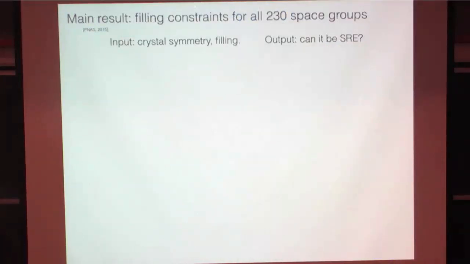Okay, so first I'm just going to state what the result of the filling constraint is, and it's going to be a big table, so you shouldn't try and memorize it. But the way I phrase it is the input is the crystal symmetry, either 1 through 230, and the filling of the material, and the output is whether it could be short-range entangled.